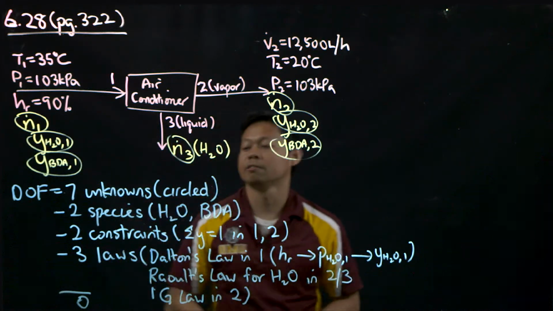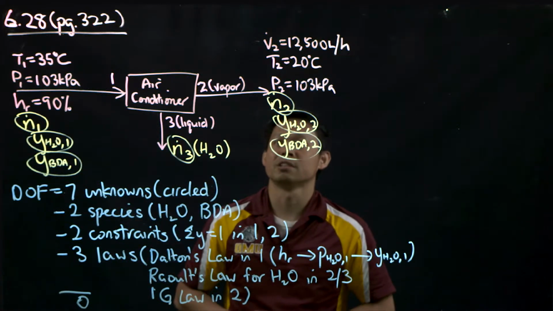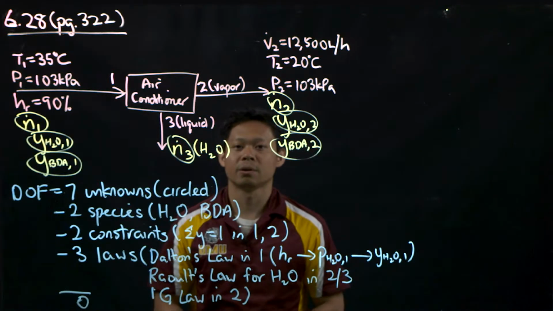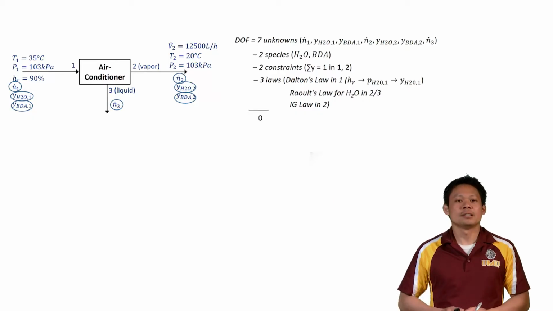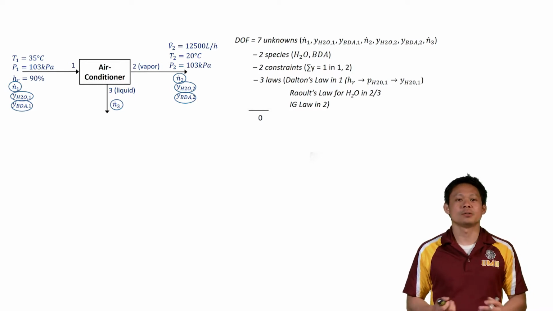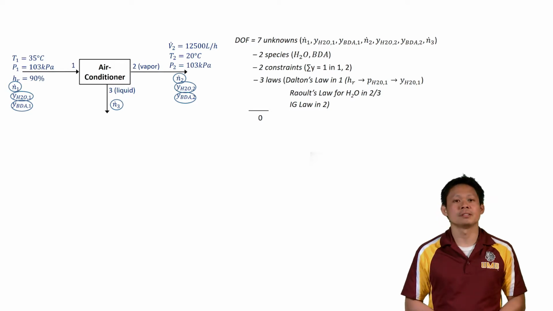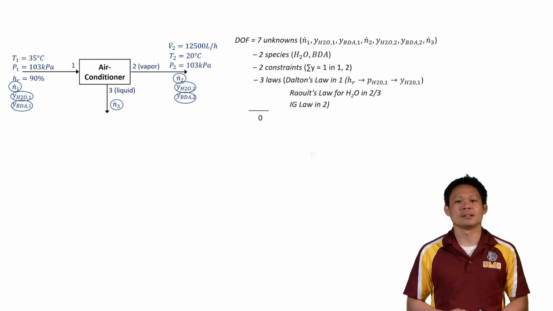And so we're going to solve for our 7 different unknowns with the 7 different equations that we have listed out down here. So let's go ahead and try that. So here's our diagram and our degree of freedom analysis that we have derived. So let's start to now solve this problem. And we're going to start by using the 3 laws that you see down here in our degree of freedom analysis. Let's start with the new one, which is our Dalton's law.